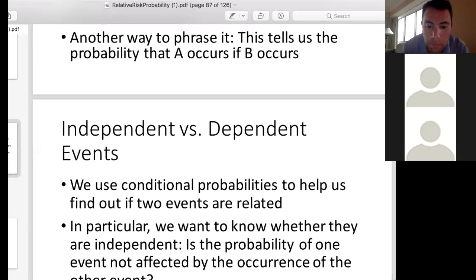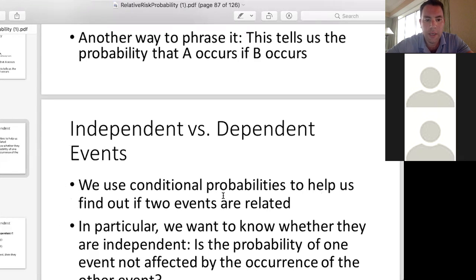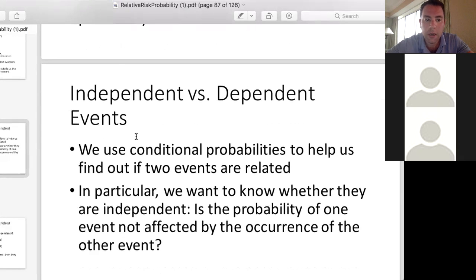Okay, so Michael asked if we can go over the multiplication rule. So let's take a look here.